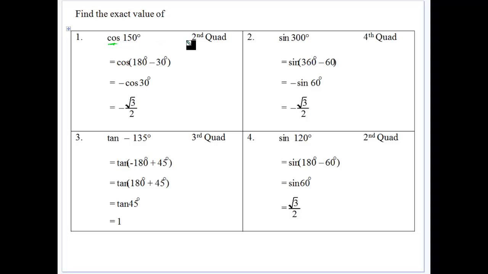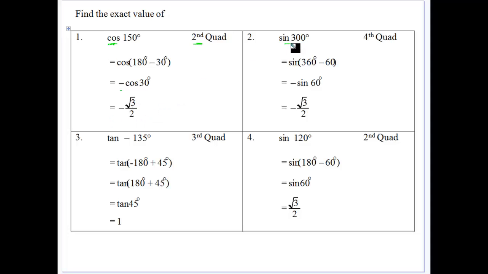This time cosine of 150, which is in the second quadrant, is going to give us a negative answer. And it's back to 180, which would be 30 degrees. So back to that x-axis gives us cosine of 30, which is root 3 on 2. So minus root 3 on 2.